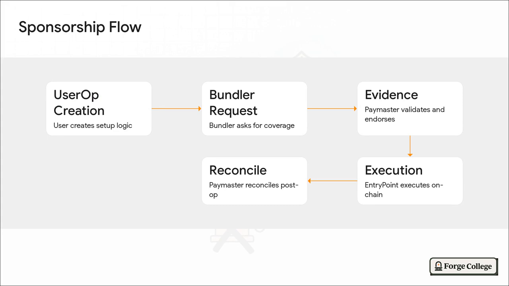First, the new user creates the user operation, which contains their account setup logic. Second, the bundler grabs this and shoots a request over to the Paymaster, basically asking, hey, are you covering this? Third, the Paymaster pre-validates it. It ensures this is actually a new user, and it provides its endorsement evidence, perhaps by posting a short-lived deposit. Fourth, the EntryPoint executes the operation on chain. And finally, step 5, the Paymaster reconciles everything post-execution to prevent any abuse of the system.